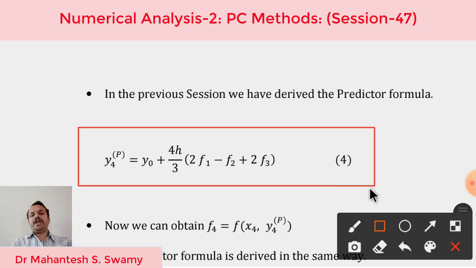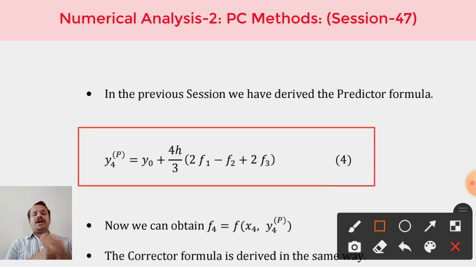So we have derived this by choosing Newton's forward interpolation formula to approximate the value of y which is present in the integrand. So we will continue with the same procedure. We will not go any further deviation from this point. We will follow the same way and try to derive the corrector formula of Milne's-Simpson's predictor corrector method.